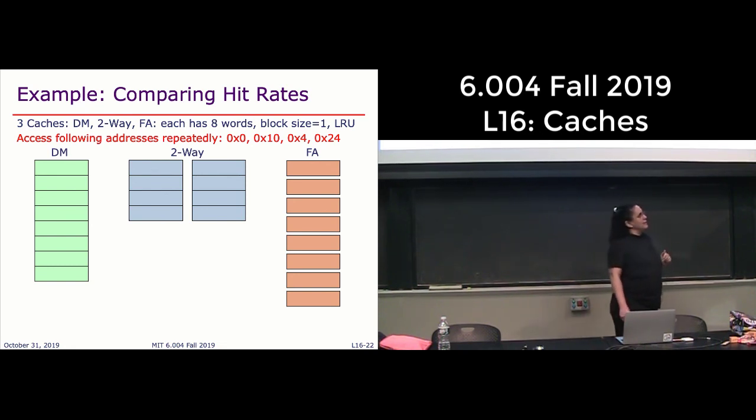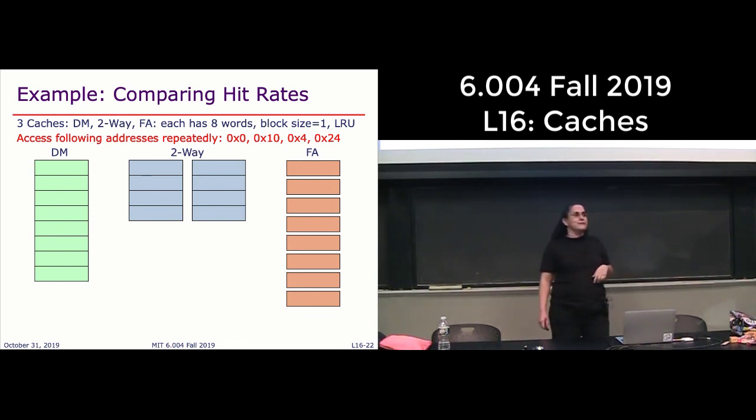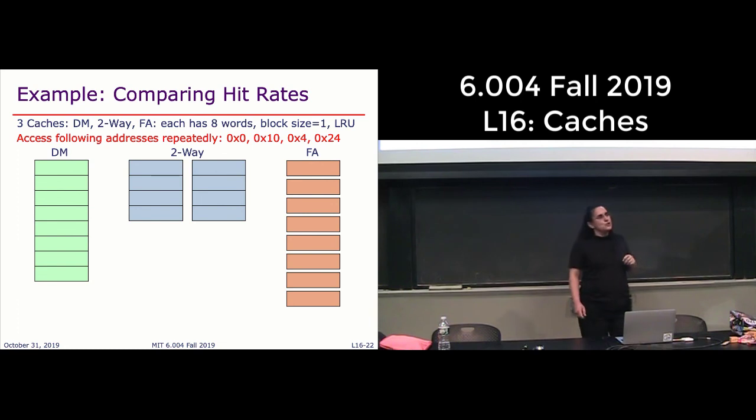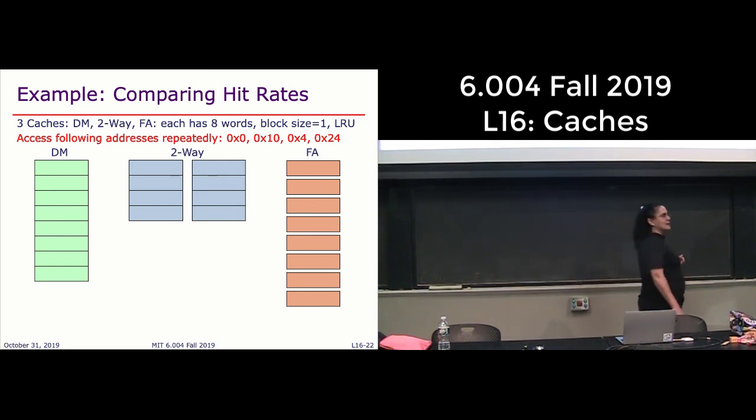So we're going to quickly compare 3 caches. We have a direct mapped cache that has 8 locations in it, and the block size is 1. And we have a 2-way set associative cache that also has 8 locations, but only a total of 4 indices because it's 2-way set associative. And finally, we have our fully associative cache that has 8 locations, so the data can go into any of those 8 locations. I'm going to run through this sequence of memory accesses.